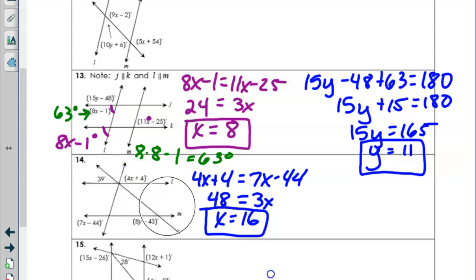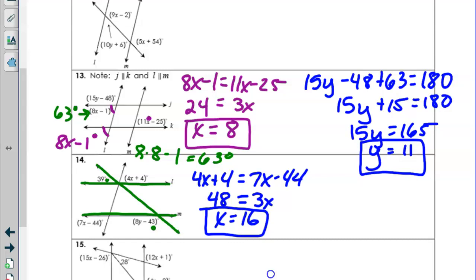Alright, so now I'm going to look at the same parallel line. Actually, I want a different color now. These are still our parallel lines, and now this transversal is the one I want to look at. What type of angle pair do we have now? For the 39 is 8y minus 43. They are exterior.